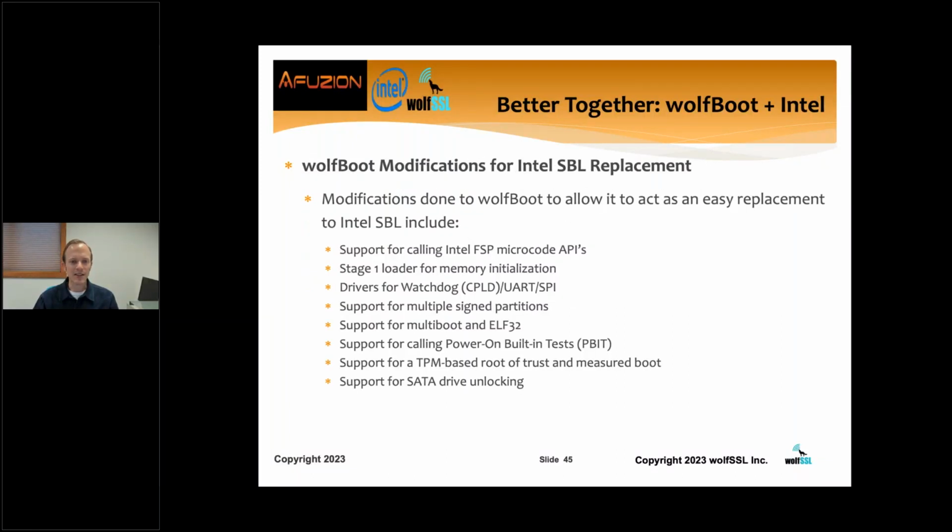A couple of modifications that we needed to do when we replaced Intel Slim Boot, these were done to wolfBoot. We added support for calling the Intel FSP microcode APIs, added a stage 1 loader for memory initialization, added drivers for Watchdog, UART, and SPI, supported multiple signing partitions, multi-boot, and ELF32, added support for calling the power-on built-in tests, acronym PBIT, support for calling a TPM-based root of trust and measured boot, and then lastly, the support for the unlocking of that SATA drive.